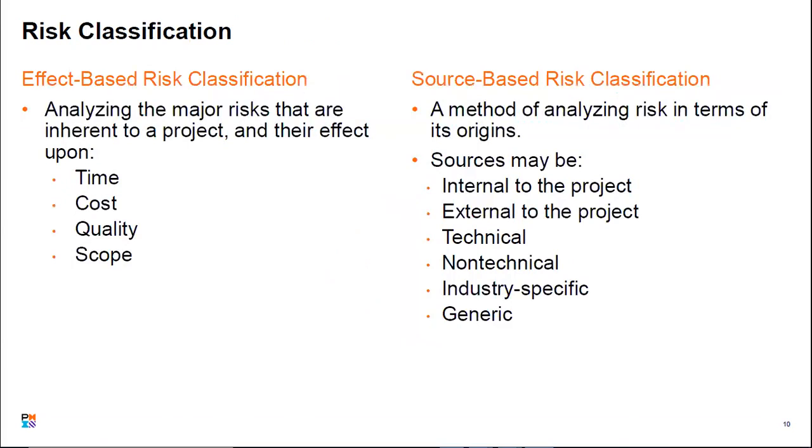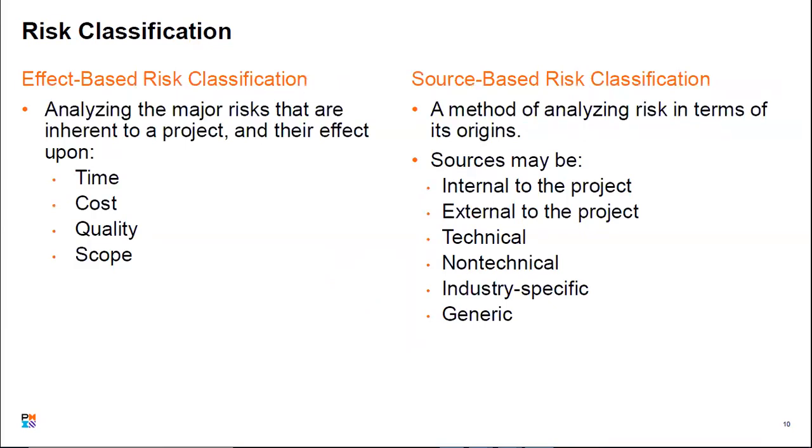And when you're talking about managing risk, you manage risk in order to get reward and also to stop the negative impact of the risk from occurring. When you are talking about risk classification, there are two basic classification methods. You have the effect-based risk classification and also the source-based risk classification.